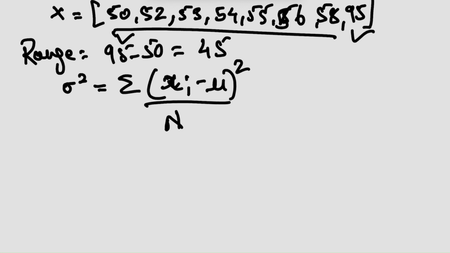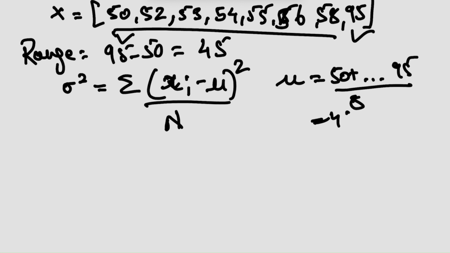So to calculate this, first you will have to calculate mean. If you calculate mean of all this, that is 50 plus dot dot dot all this till 95 upon how many values are there, 8, it is equal to 473 by 8, and that is 59.125. Somewhere this value you will get.